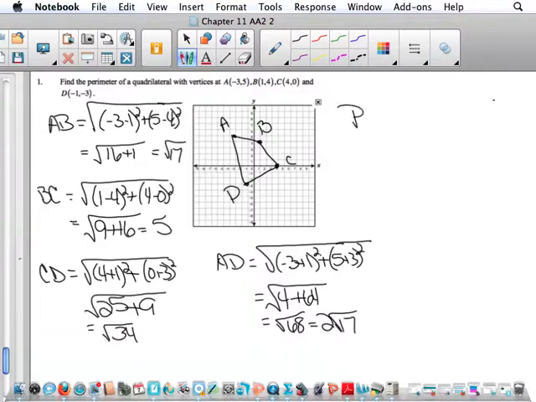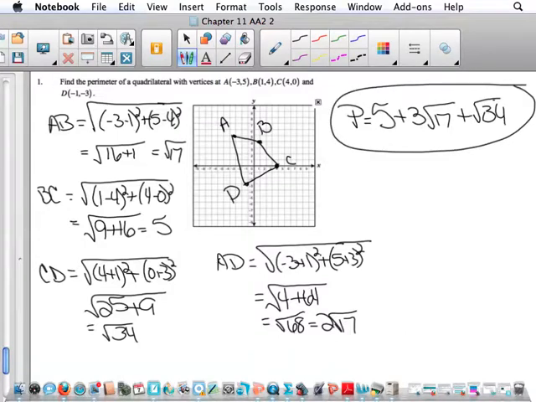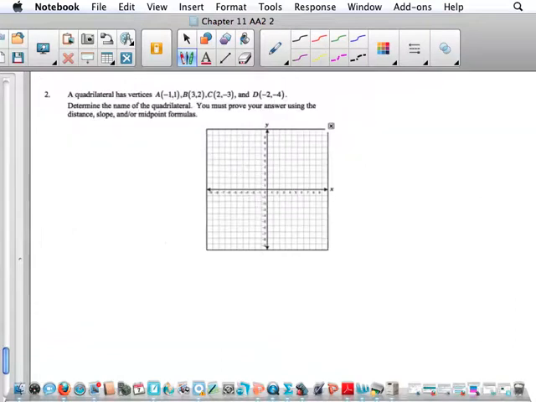So the perimeter is the sum of the lengths of the sides. Please leave it in simplest radical form. We don't need to convert these to a decimal. The perimeter is 5 plus 3 square root of 17 plus the square root of 34. So that's the perimeter for the first problem.